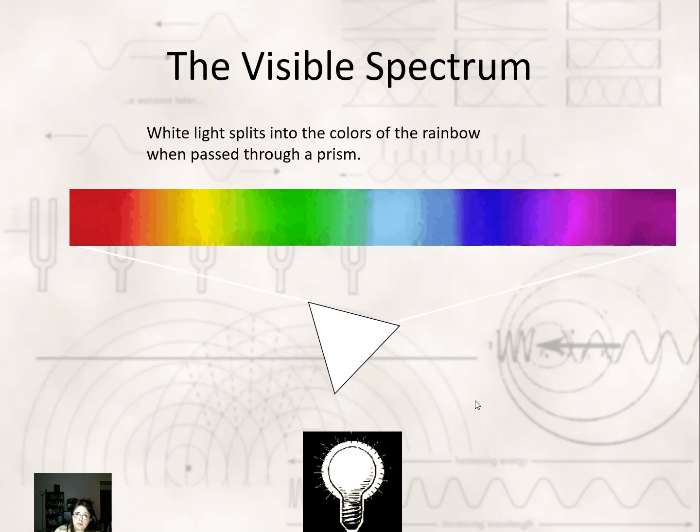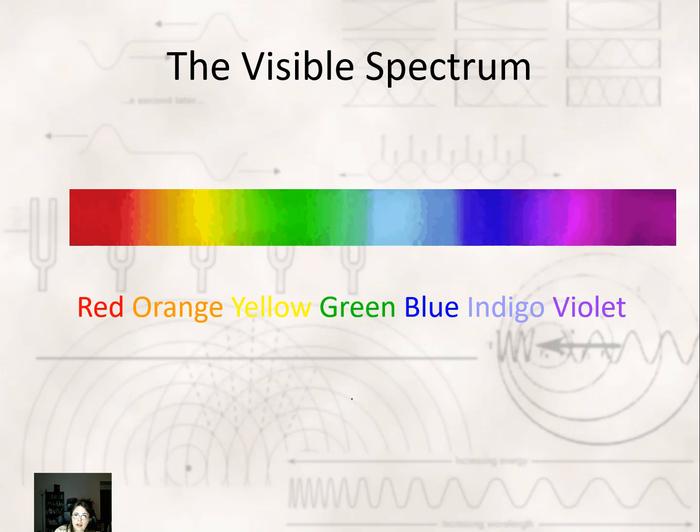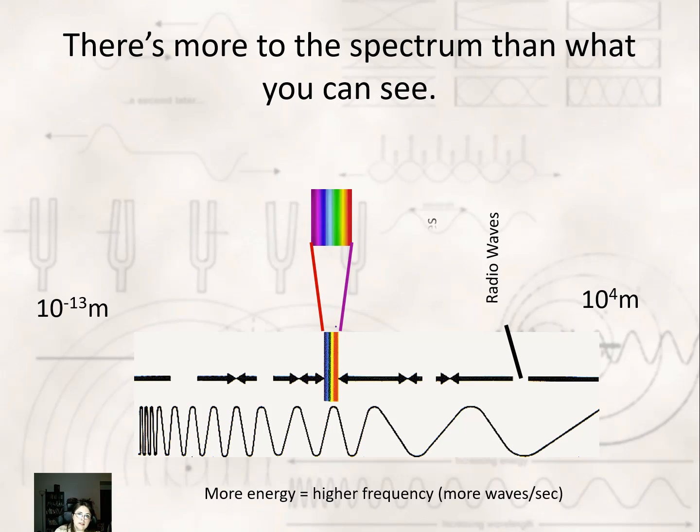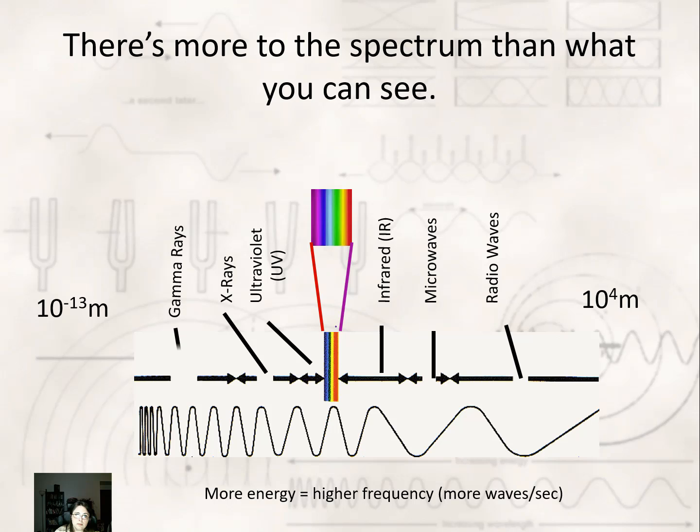This is the visible spectrum. The white light splits into colors of the rainbow when it's passed through a prism. And it goes in order: red, orange, yellow, green, blue, indigo, and violet. So we like to say that there's more to the spectrum than what you can see. So it's more than just the visible spectrum. This is the electromagnetic spectrum, and that's all light. It's all different types of light.